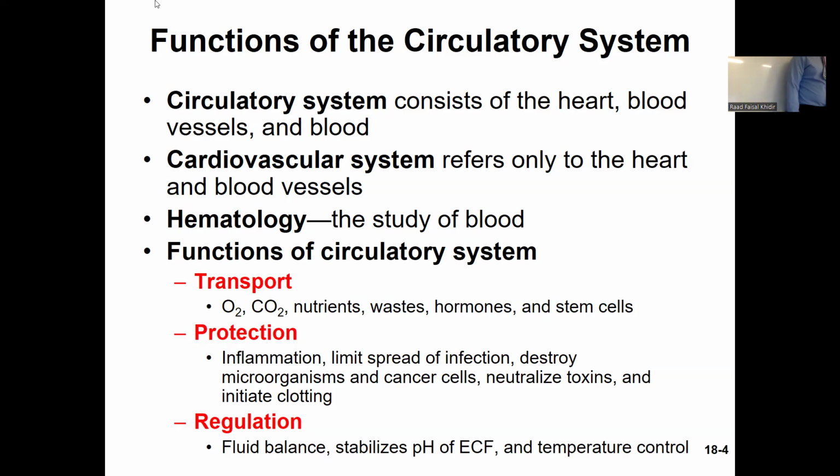Okay, blood is also important for fluid balance, stabilizing the pH and temperature control. How is that? When it's really hot, what happens? Your blood vessels near the surface of your skin vasodilate. They become really wide. When the blood vessels become really wide, do they increase the amount of blood they contain, or do they have less blood when they become wide?